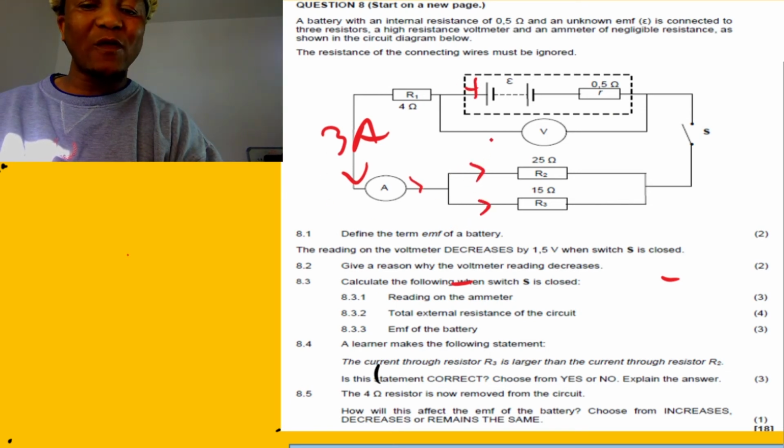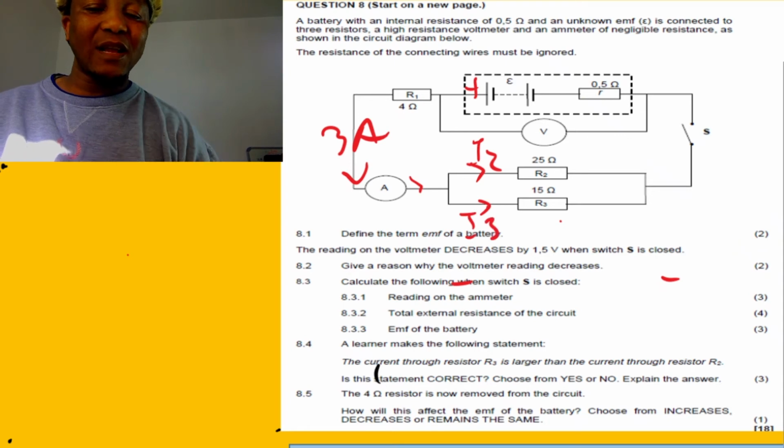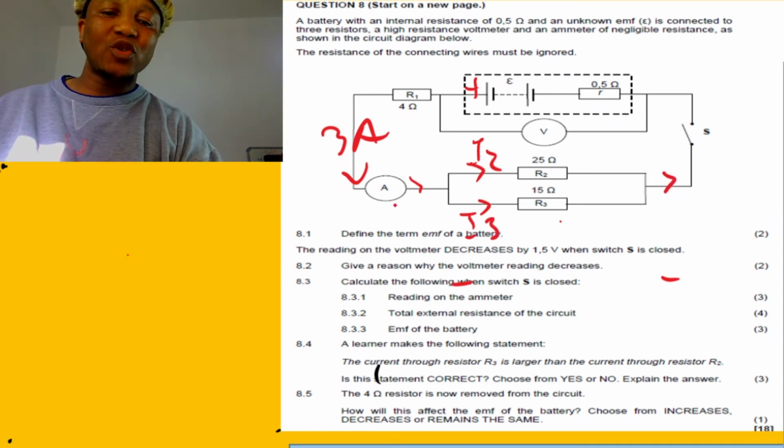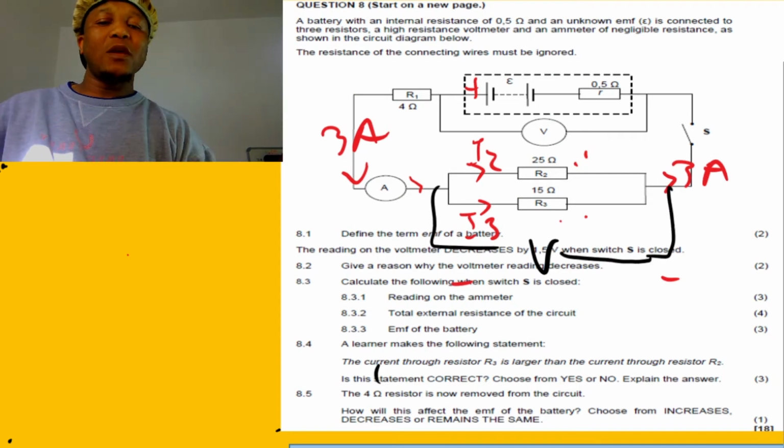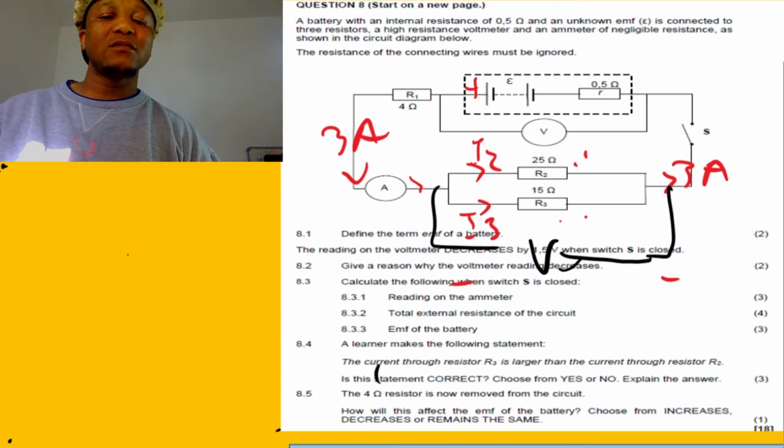But we don't know the amount of current which is going to pass here. If this is resistance 2, this is going to be current 2. If this is resistance 3, means this is going to be current 3. And then it's going to come and join together, which is going to give us again 3 ampere. But remember, these two resistors in parallel means they're both going to use single voltage because they're in parallel. So let me find this voltage.